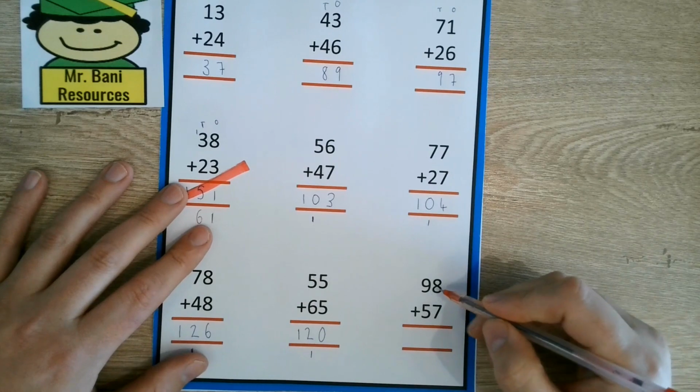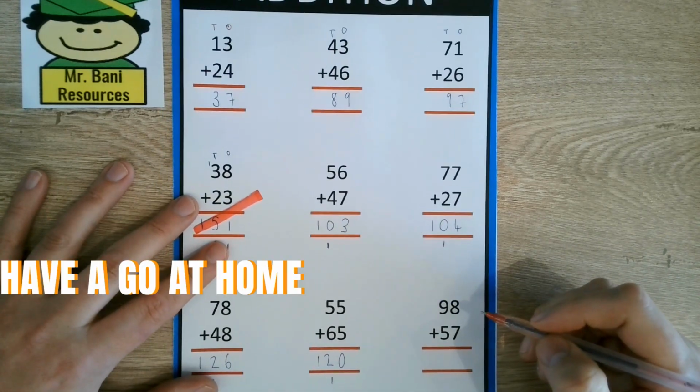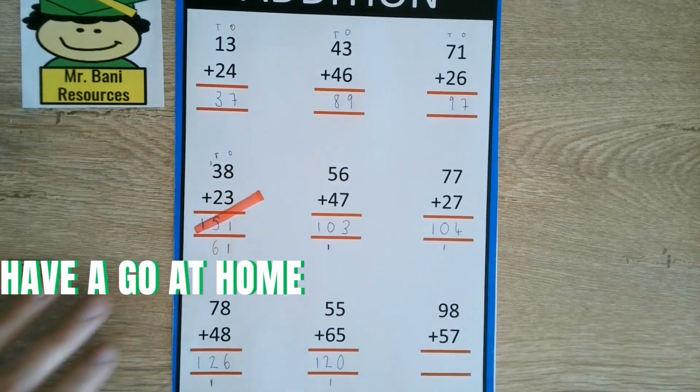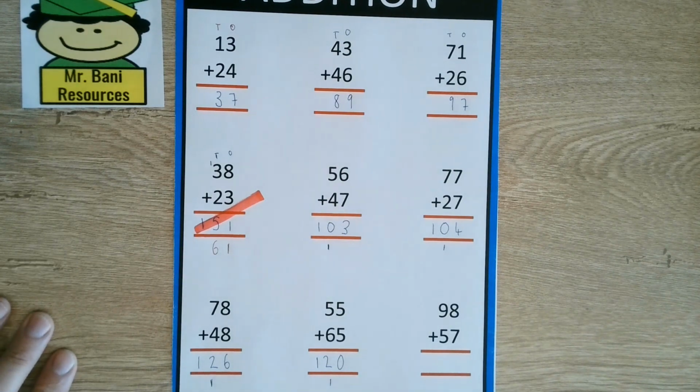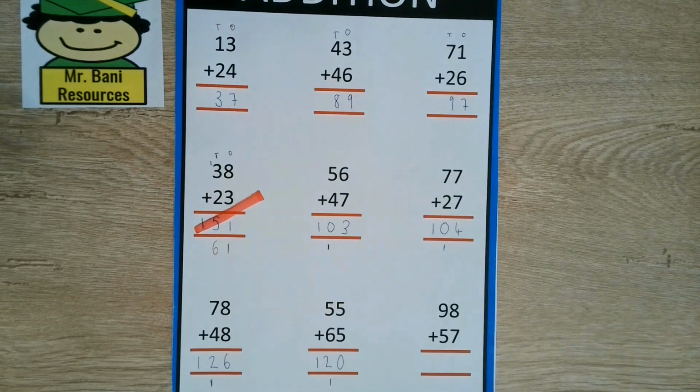Alright, and finally, 98 add 57. I'm going to give you even less time this time. Go. See if you can do it in 30 seconds.